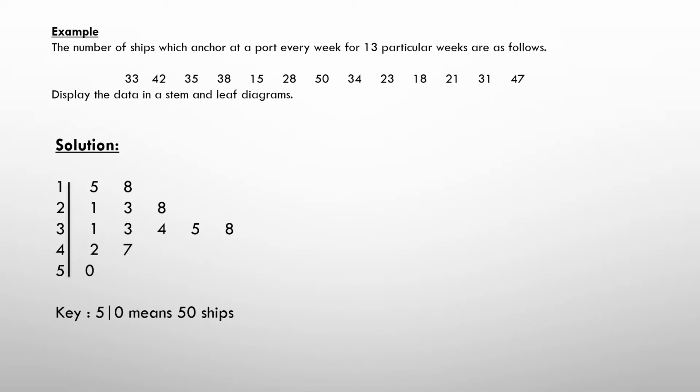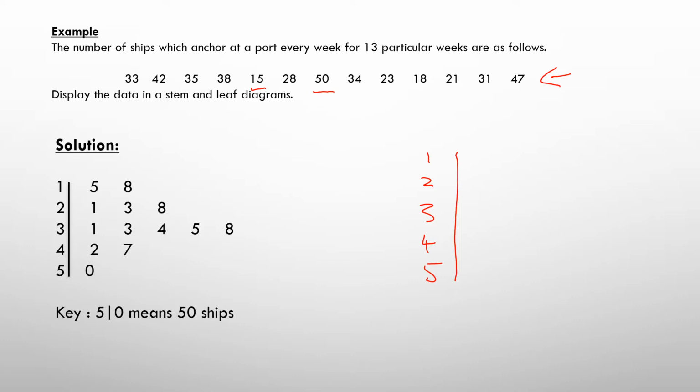So now let's look at an example question of stem and leaf diagram, and I will teach you how to solve this. The number of ships which anchor at a port every week for 13 particular weeks are as follows. So this is the data. How are we going to start the first step of the solution? You have to draw a straight line. Then you have to look for the lowest value and the greatest value, 1 until 5, and you list out 1, 2, 3, 4, 5. In front of the line will be the stem and behind the line will be the leaf.